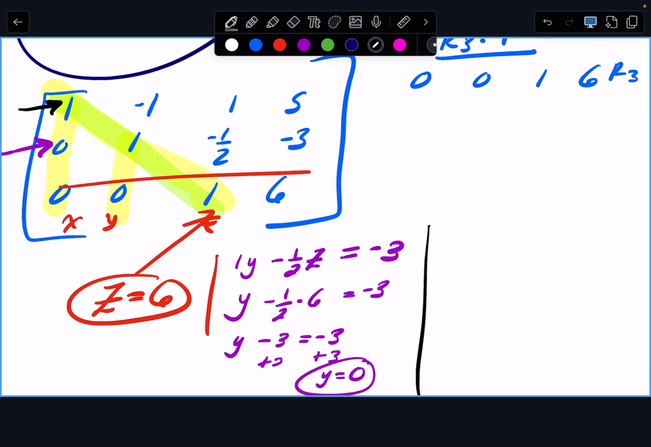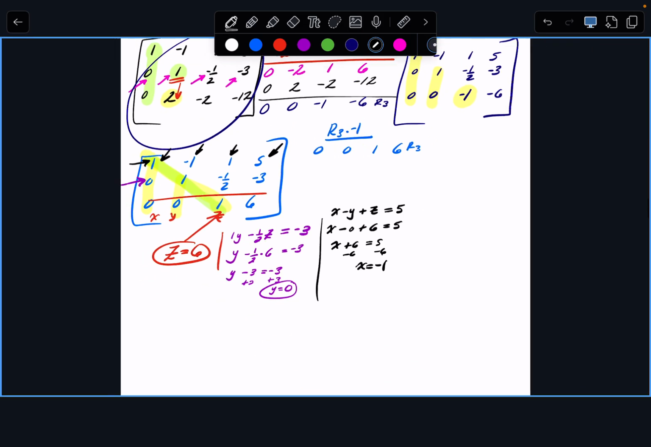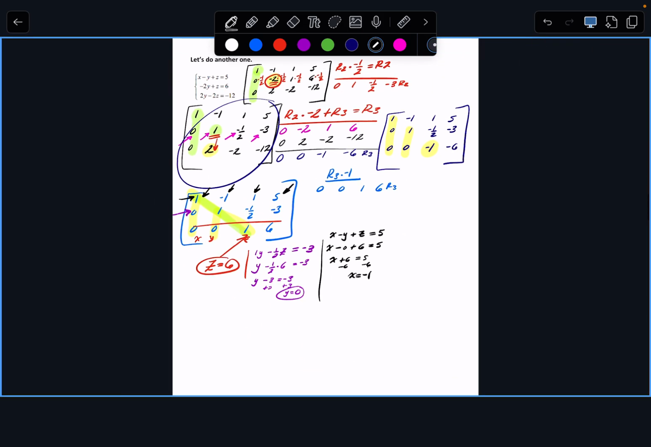We then go to the top one and write what we have. X minus y plus z equals 5. Do you guys see why I wrote it like that? Yeah. Now plug in what we know. X minus 0 plus 6 equals 5. X plus 6 equals 5. So x equals -1. We found one independent solution by method row echelon form. They call it Gauss elimination because Gauss is the mathematician that discovered it.